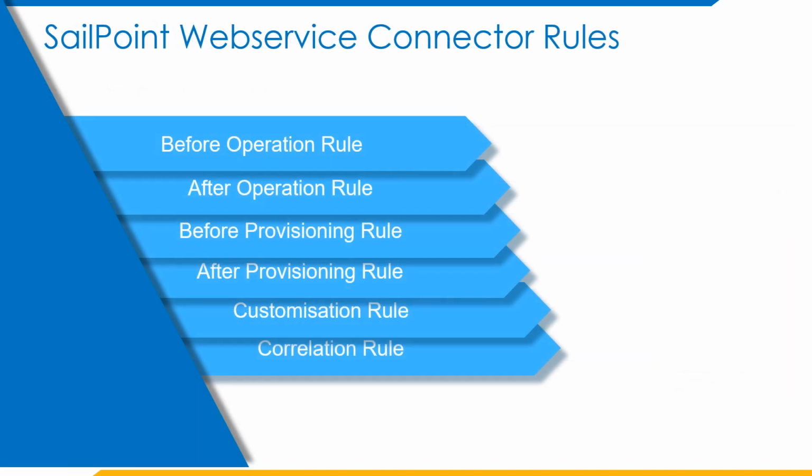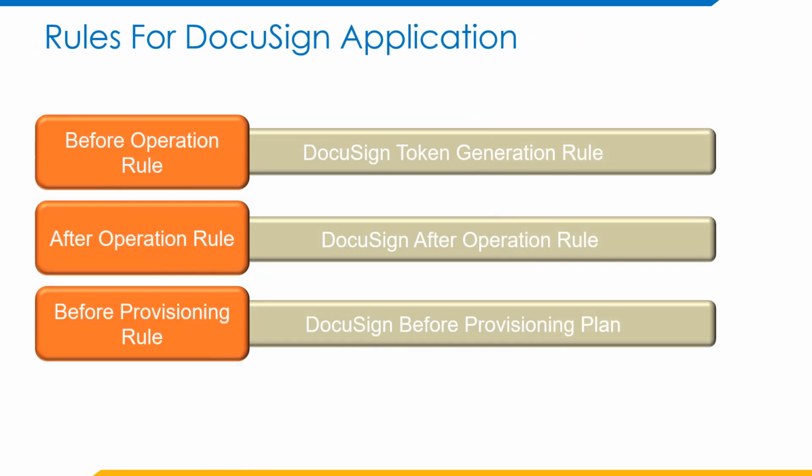So these are the rules which we will be using: before operation rule, after operation rule, before provisioning rule, after provisioning rule, customization rule, and the correlation rule. The before operation rule will be triggered for every operation. Basically this rule will be configured for each operation, where for the current DocuSign we are using it for generating the token. The after operation rule we are using just for checking the details and the response, and the before provisioning rule is triggered before each operation.